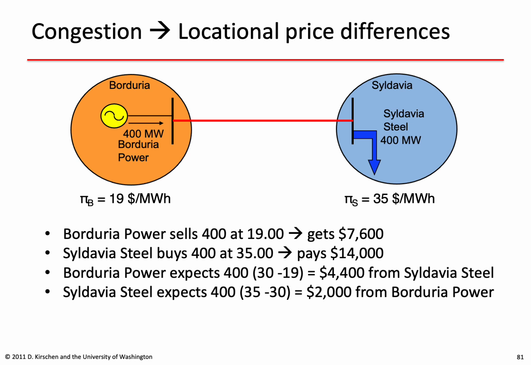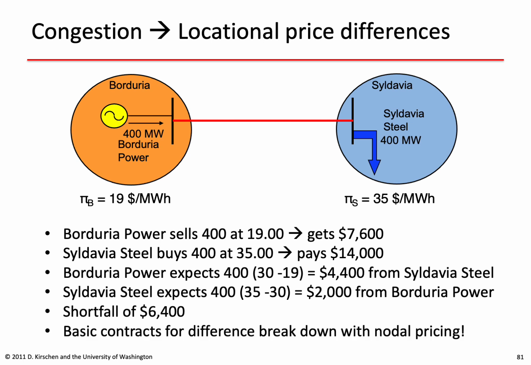Now obviously we have a problem here because there's some missing money. There's a shortfall of 6,400. And the conclusion of this is that a basic contract for difference is going to break down if we have nodal pricing and if the different participants are seeing different prices.